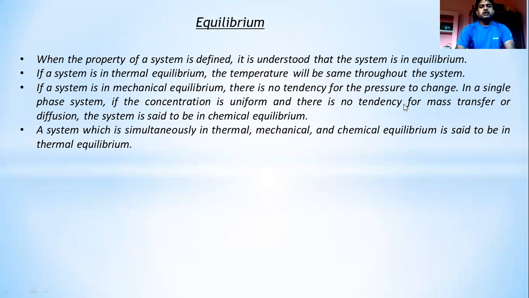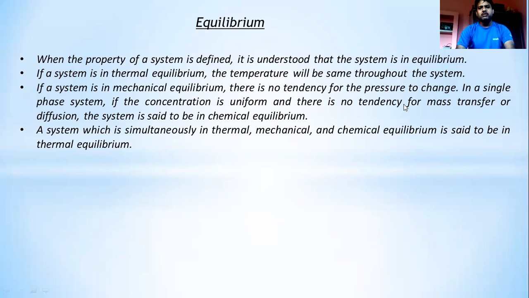Now, the question is about equilibrium. What is equilibrium? Equilibrium means when the property of a system is defined, it is understood that the system is in equilibrium. Equilibrium means there is no unbalanced component. Equilibrium can be of three types, that is mechanical equilibrium, chemical equilibrium, and thermal equilibrium. Mechanical equilibrium means whenever you have put a system, there should not be any unbalanced force. That means it will be in a balanced form.